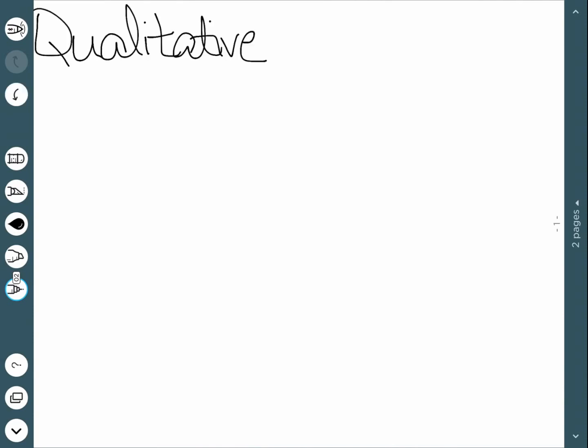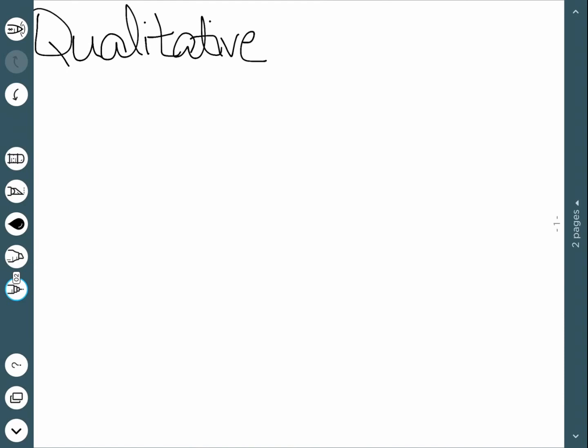We'll now look at some of the different types of variables in statistics. So there are going to be different ways to classify variables. The first is going to be what's known as qualitative and quantitative. And we'll start with qualitative.